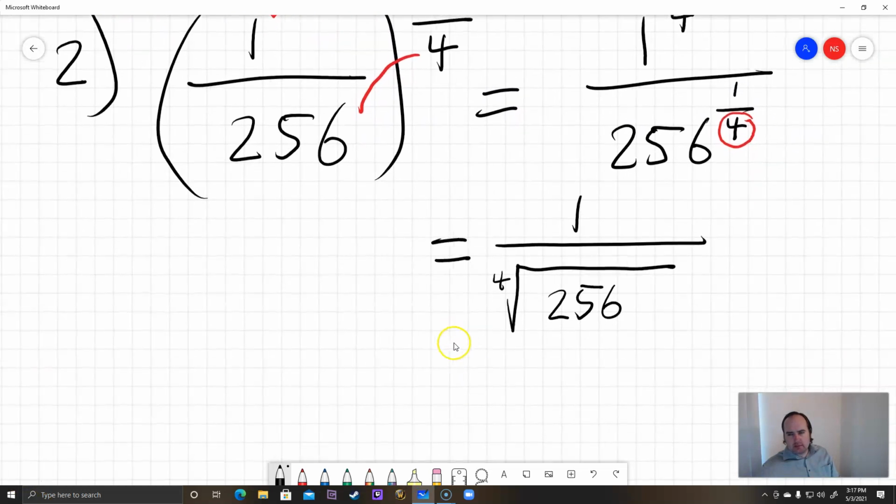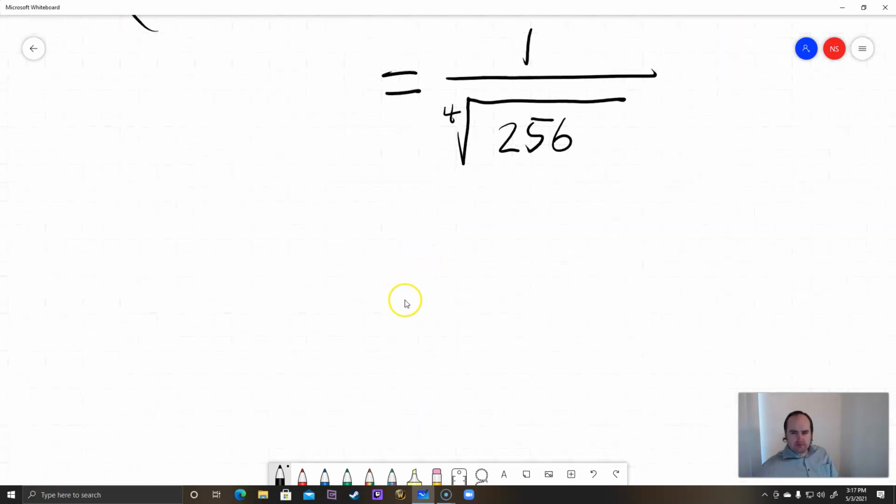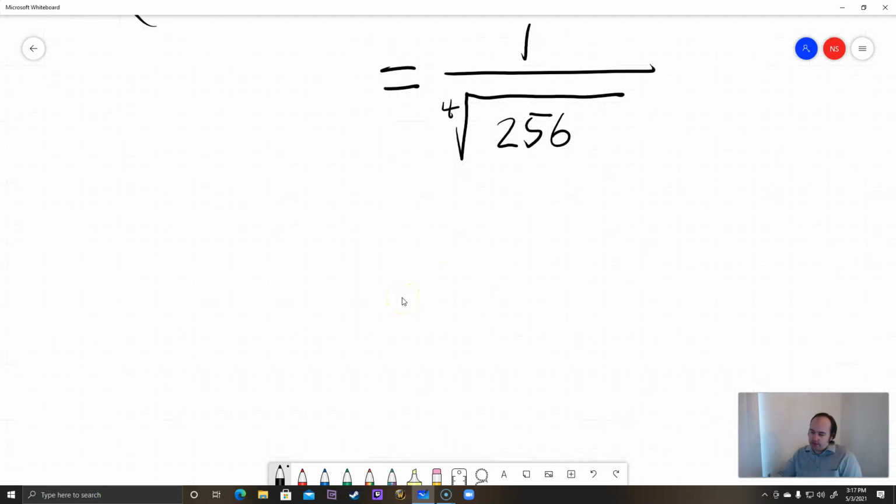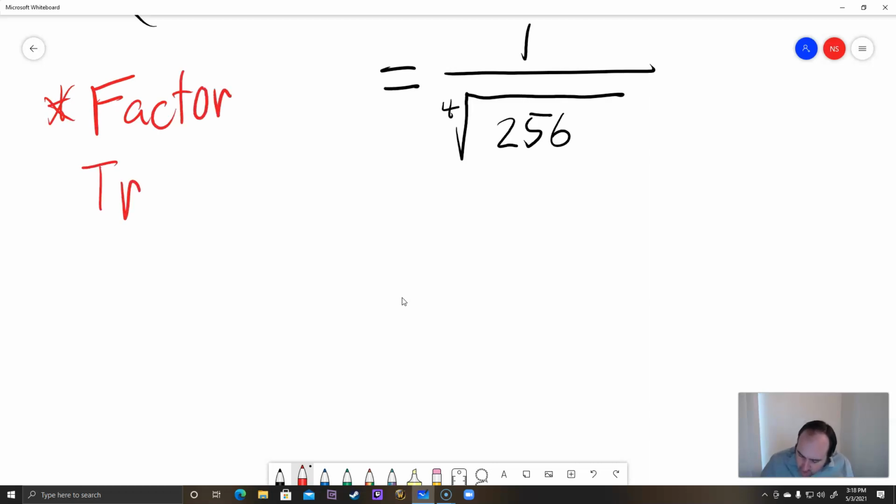Some of you probably already know how to do the fourth root of 256, but others might not. Probably the easiest way to do it is with a calculator. But I want to show you how to do it by hand, just so that we can learn the math behind it. The basic idea with the fourth root of 256 is you make a factor tree for 256.